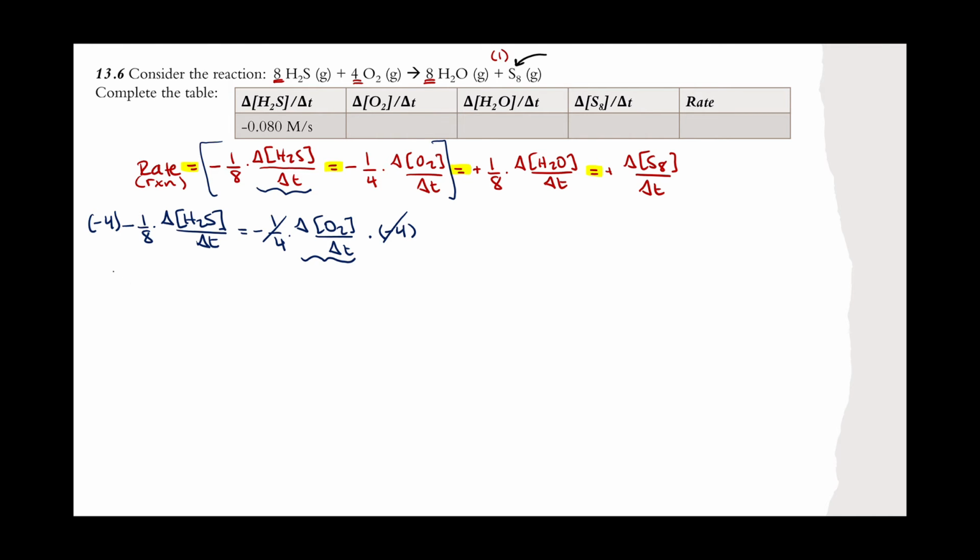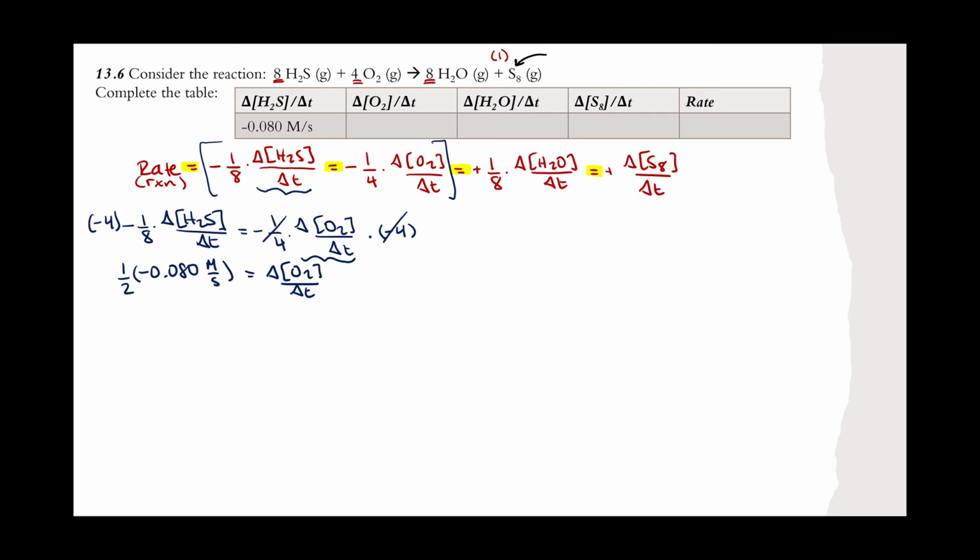Looking back over onto the left side of the equation, -4 times -1/8 is +1/2. So go ahead and write that. We know what delta dihydrogen sulfide divided by delta T is. That was given to us. So I can just go ahead and multiply that into my equation. That is going to be equal to the rate of the oxygen gas.